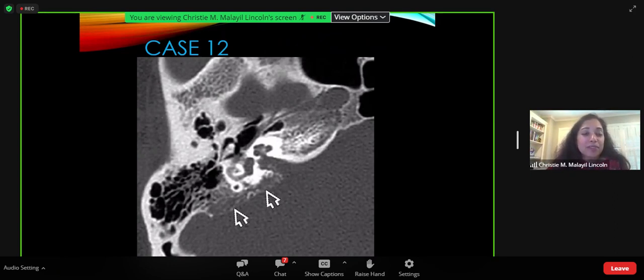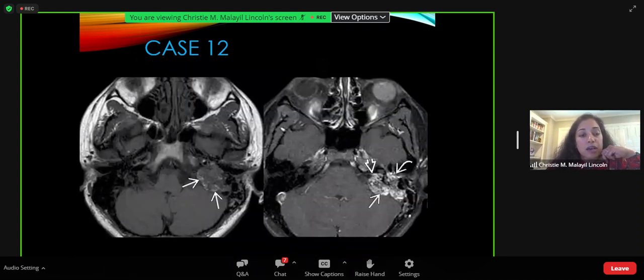So the last case is a case where you have erosion of the posterior temporal bone here. It's basically in the vicinity of where the vestibular aqueduct is located. This is not my images. This I borrowed from Amersys. This is a similar case on the left side of the patient, and it's a mass that's intimately associated with that posterior temporal bone.